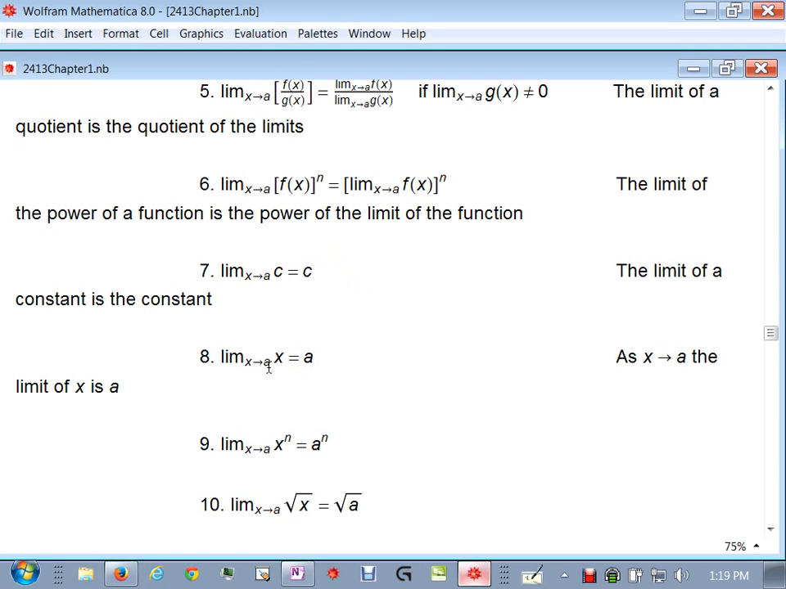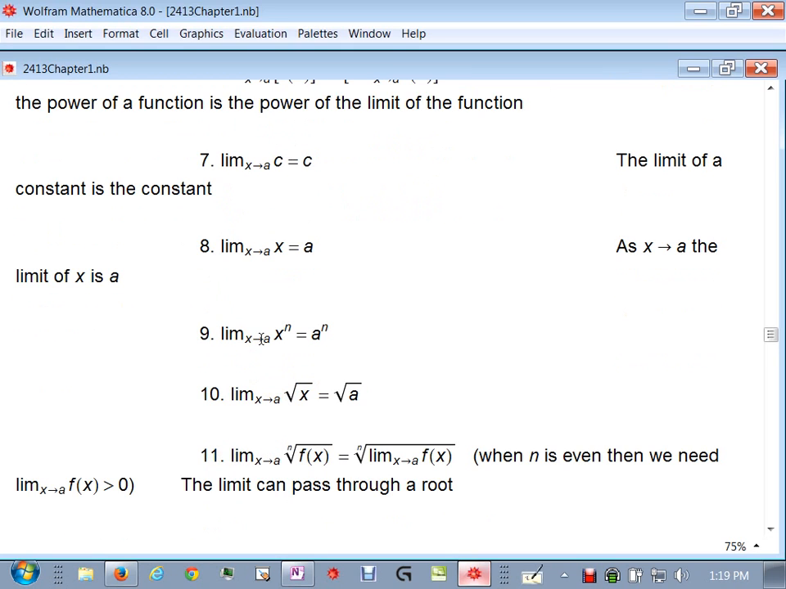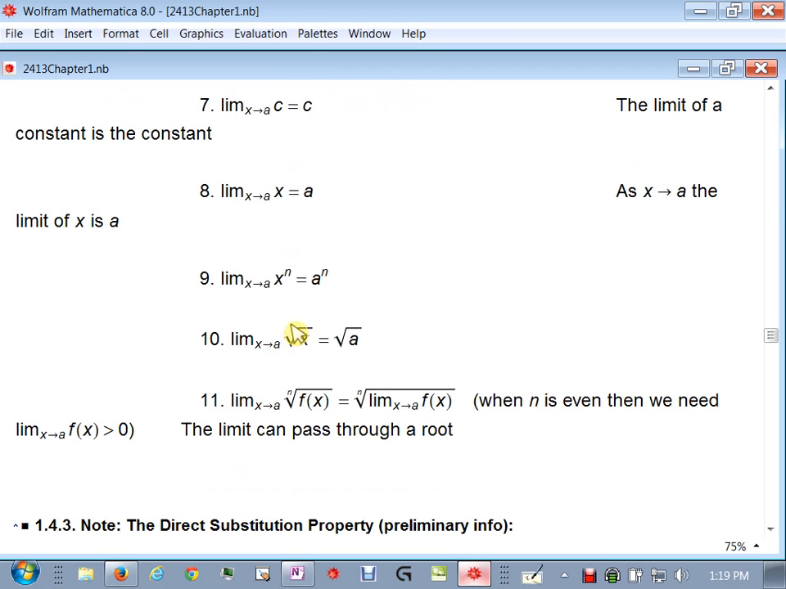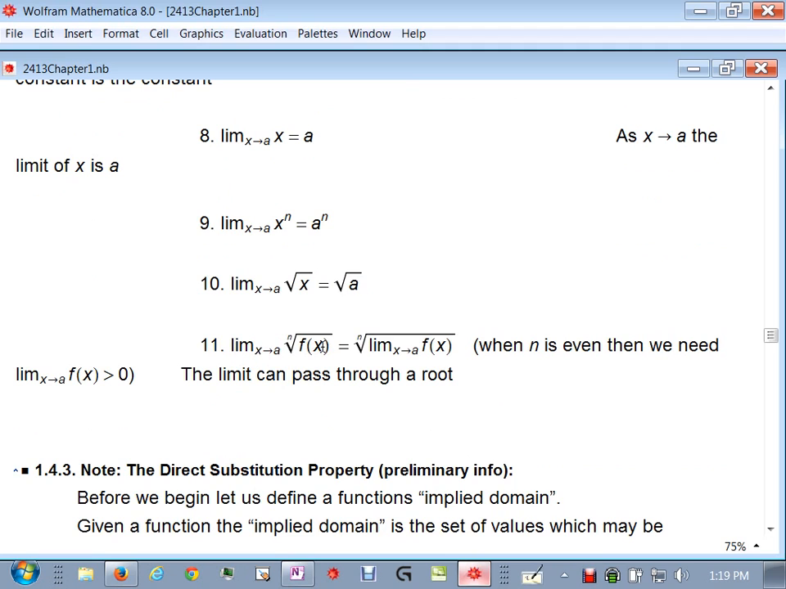The limit as x approaches a of x is a. We'll see more of this. The limit as x approaches a of x to the n is a to the n. In both of these problems, it looks like all I did was just replace x with a. Same with this one. This one says you can pass the limit through the root.